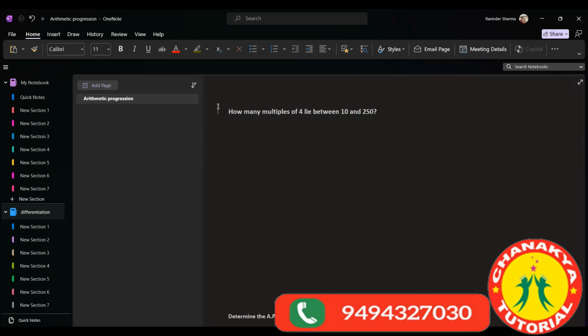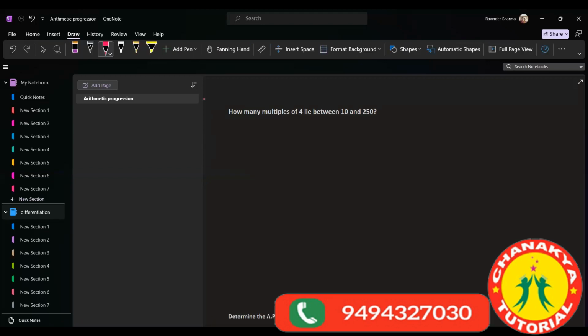So is 10 divisible by 4 or not? No. Then 11, no. Then which number? 12. After 12, now we will form an AP. So we will write, we have an AP. The first number which is divisible by 4 is 12.